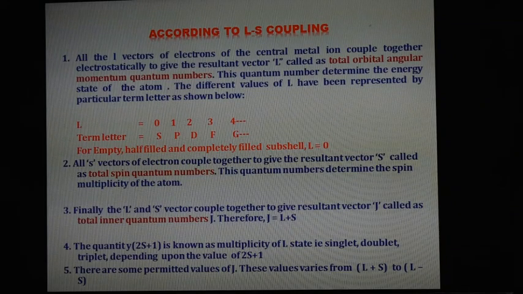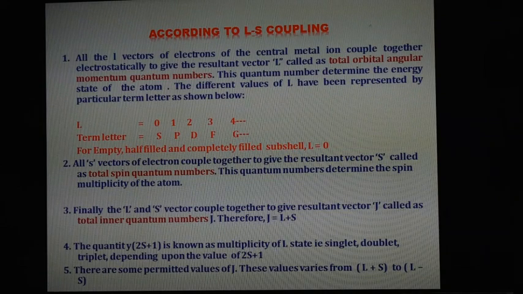The second important point is that all spin vectors of the electrons couple together to give the resultant vector capital S, which is also known as the total spin quantum number. This quantum number determines the spin multiplicity of the atom. So these are the two important quantities, capital L and capital S. The third important point is that finally the capital L and capital S vectors couple together to give the resultant vector J. This J is the total inner quantum number.